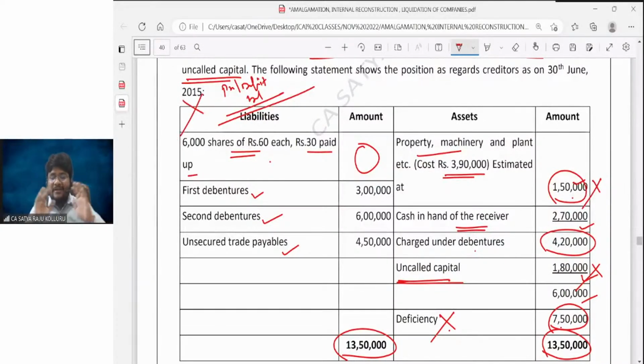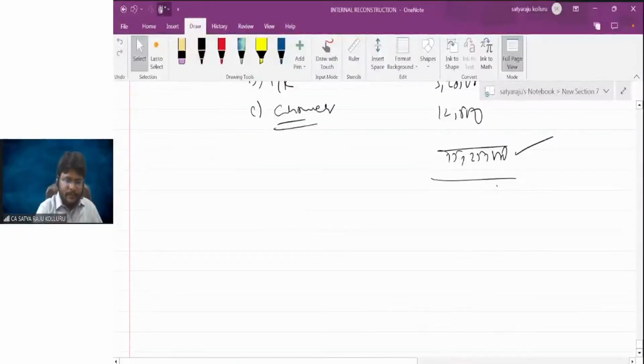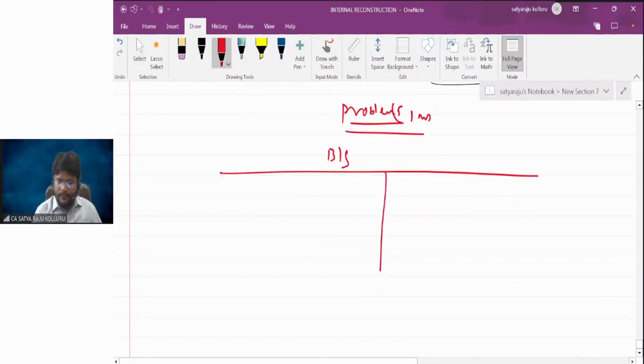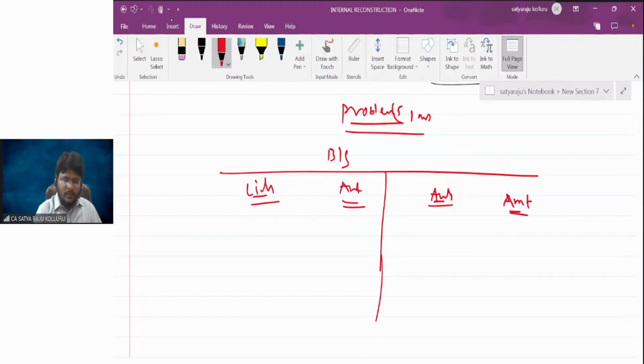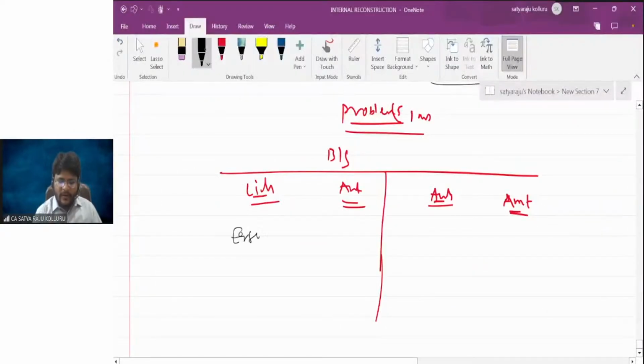No need to understand the entire problem. First, you need to build a clear balance sheet. Now, if I build the clear balance sheet, this is the liabilities amount, assets amount. First, start with share capital. So 6,000 shares of rupees 60, 30 paid up. That means you consider these as equity share capital.